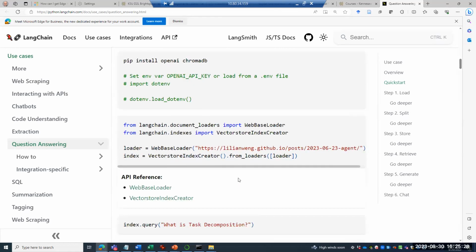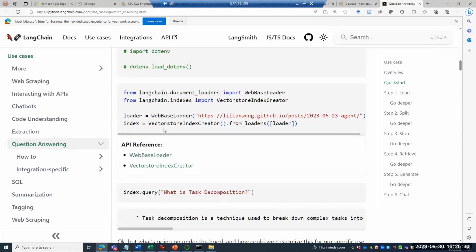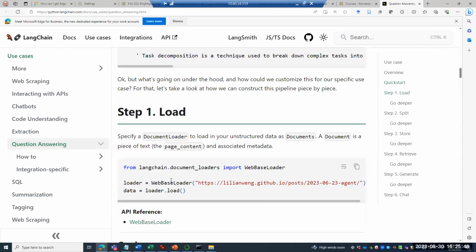So the first part is loading. In this example, they store the data in a database, and the system may query what is the composition. It's going to try to find that expression in the document and then give you the answer. This is not directly relevant; I'm just showing what's covered. So there is a loader, and the data is loaded.